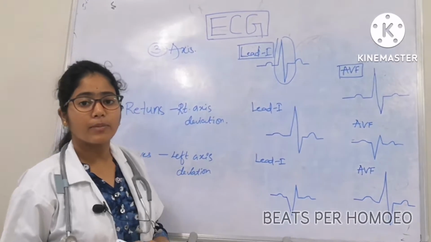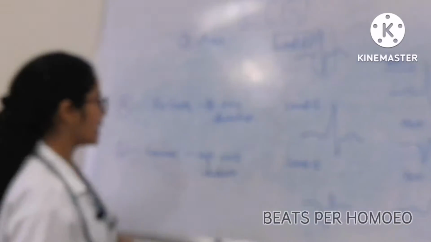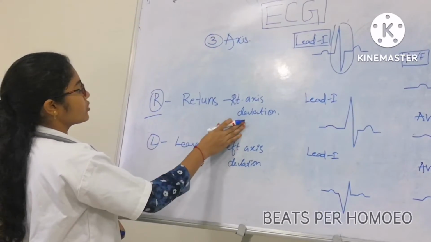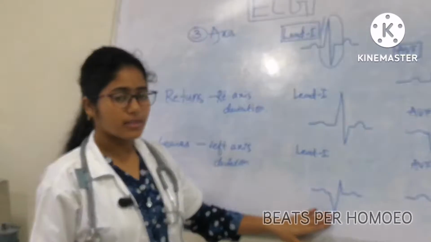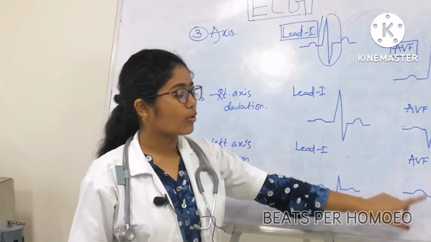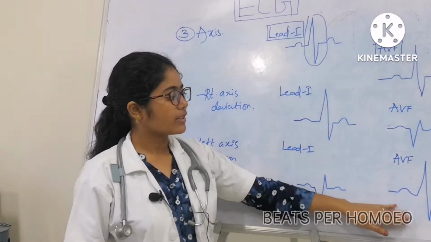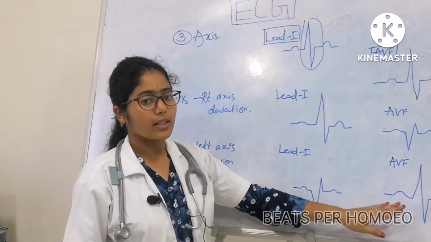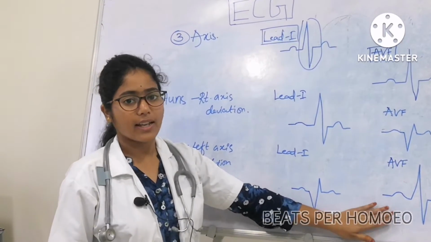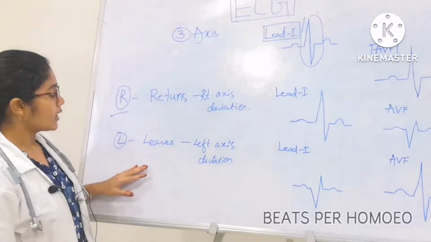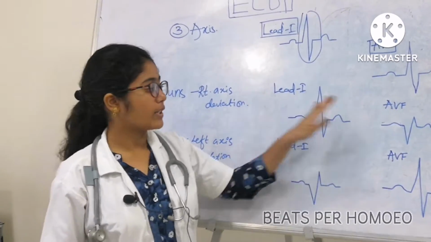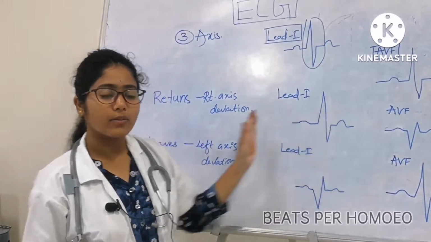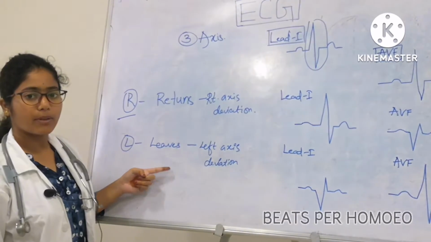For easy, we will remember it with a mnemonic: right axis deviation, right returns. When the QRS complex is negative in lead 1 but positive in AVF, that is, it returns to the upside, that is right returns, that is right axis deviation. And with left axis deviation, left leaves, it is positive in lead 1 but negative in AVF. So that we can remember it by left axis deviation.